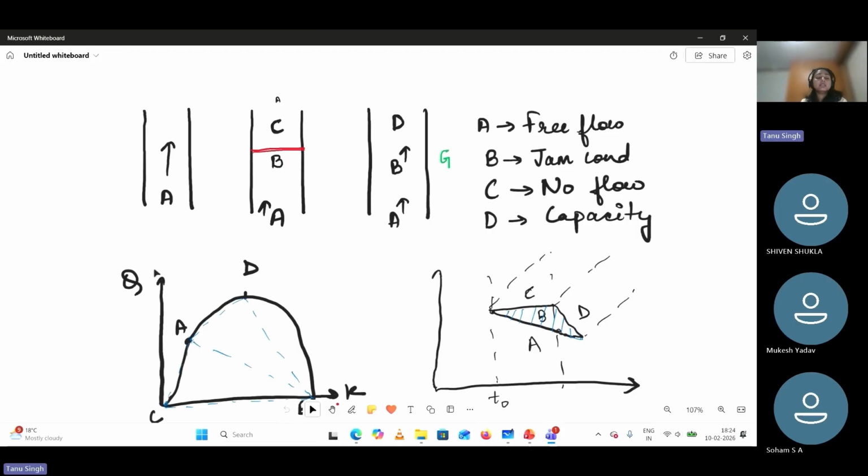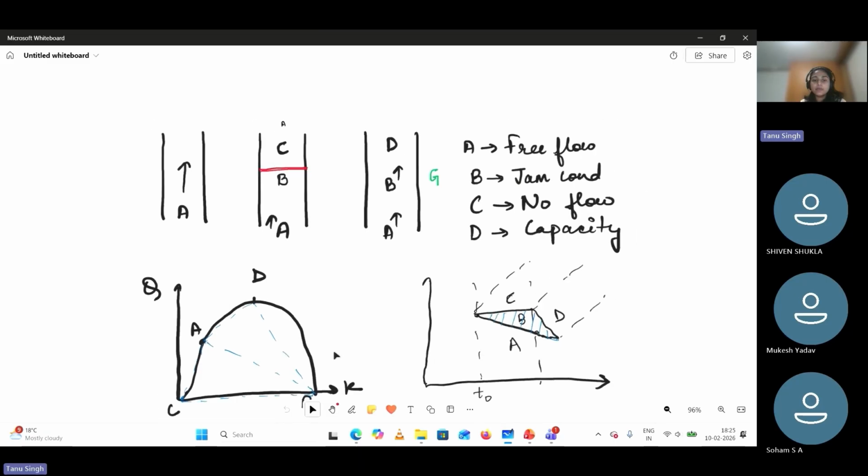So we can explain this using a flow versus density graph. Here we have drawn a flow versus density graph, which is in parabolic form. First was the free flow condition. For example, we have taken a state A, the free flow condition, somewhere here. We can take it anywhere before the capacity. We have taken it at this point, which is A. Then comes the condition B. B is the jam condition. Jam condition means when the flow is 0 but density is maximum.